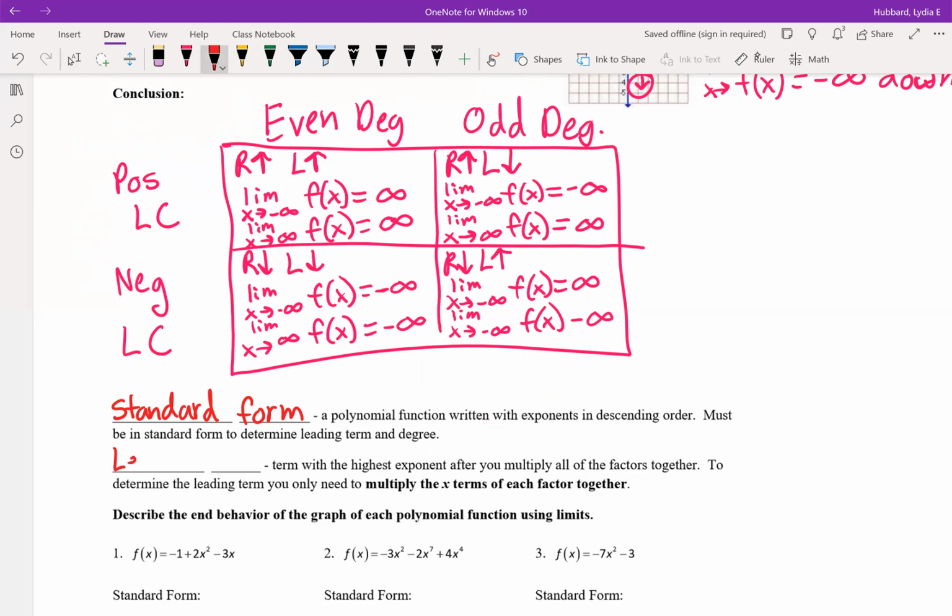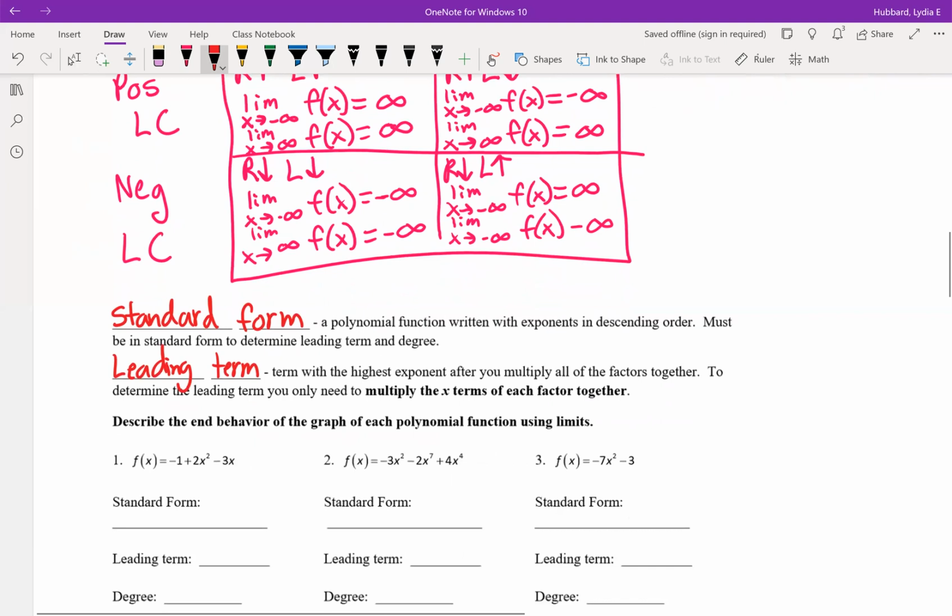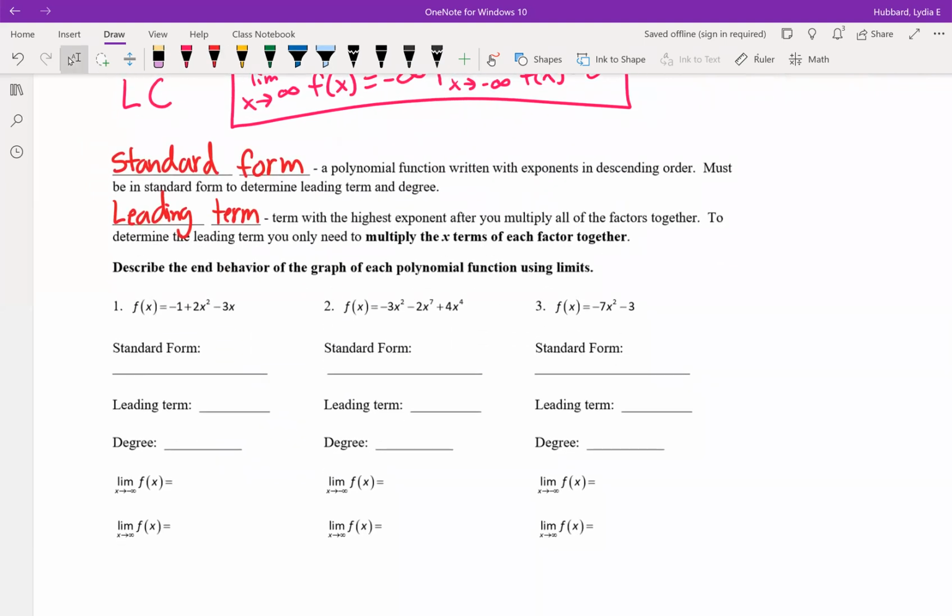Okay, the leading term is the term with the highest exponents after you multiply all the factors together. So once you get it in standard form, then you can determine your leading term. You only need to multiply the x terms of each factor together. So, sorry, that was a little confusing.